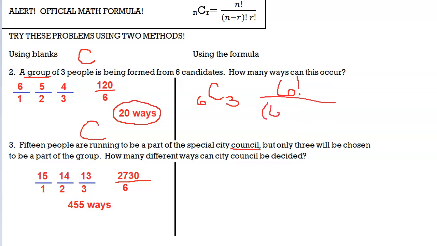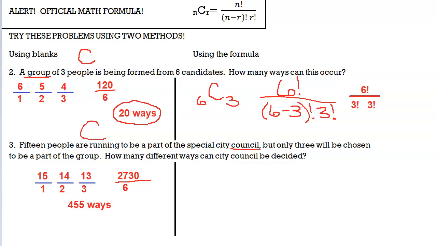Okay? So the way it would be set up is something like this. All right, so you clean that up. 6 minus 3 is 3. So you would get 6 factorial on top. And then on bottom, you would get, like I said, 6 minus 3 is 3. And then you would have 2 of those because in the combinations formula, there is a second one.